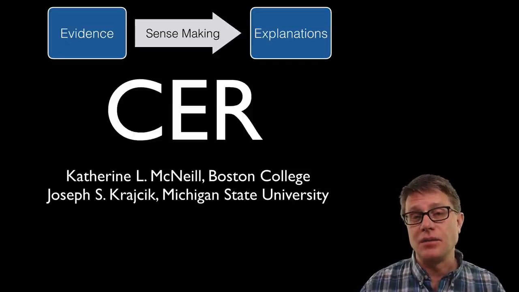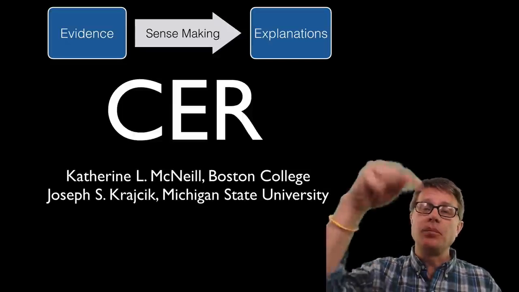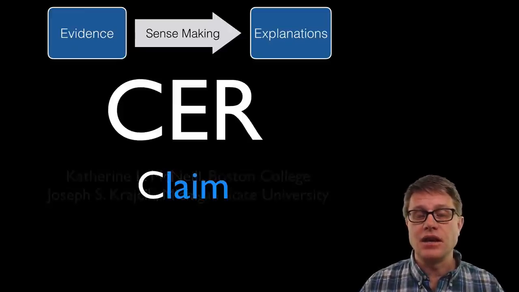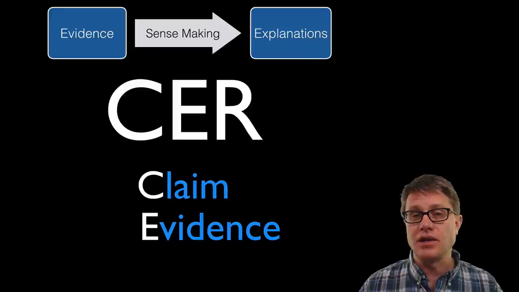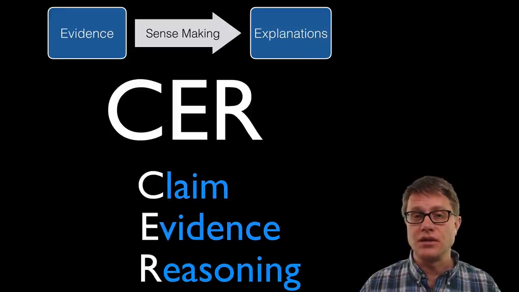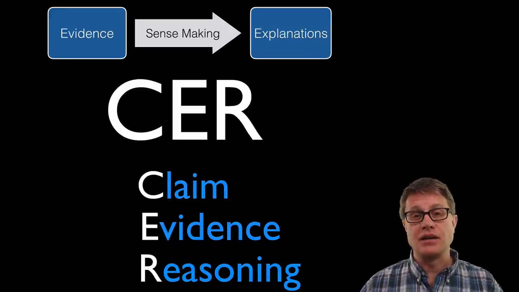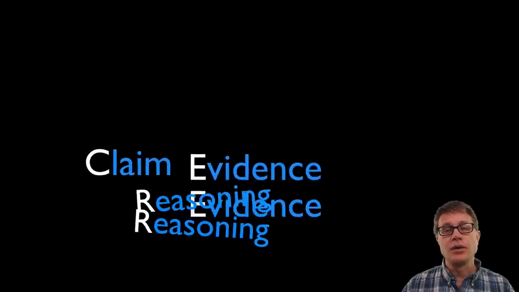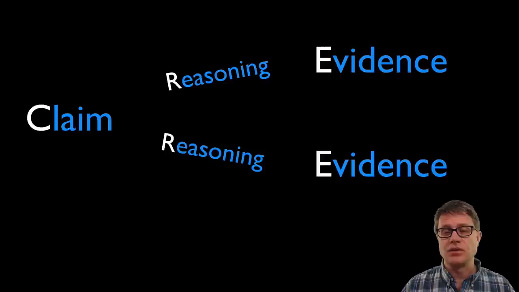It was developed by Dr. Kate McNeil and Dr. Joe Krychek. I'll put links to some of their material down below, but it's an acronym. The C stands for claim, the E stands for evidence, and the R stands for reasoning. Sometimes you'll hear rebuttal added at the end of that. That's looking at somebody else's claim, evidence, and reasoning. But this is my model for how claim, evidence, reasoning works.